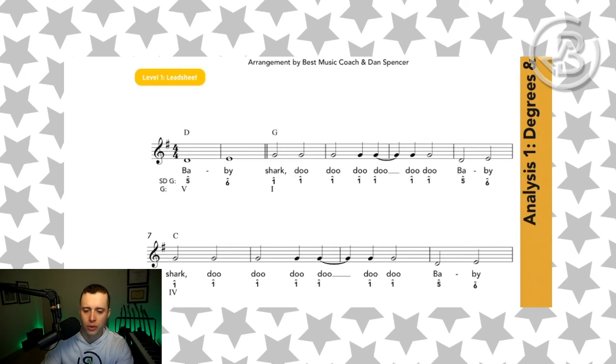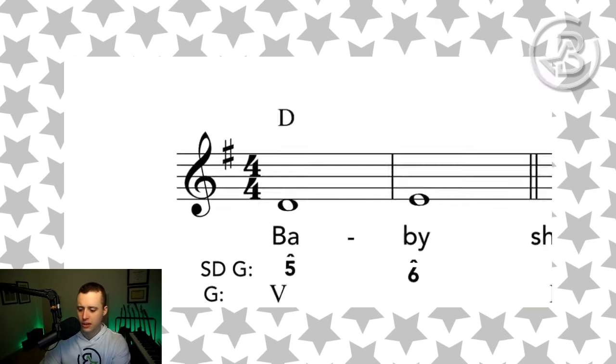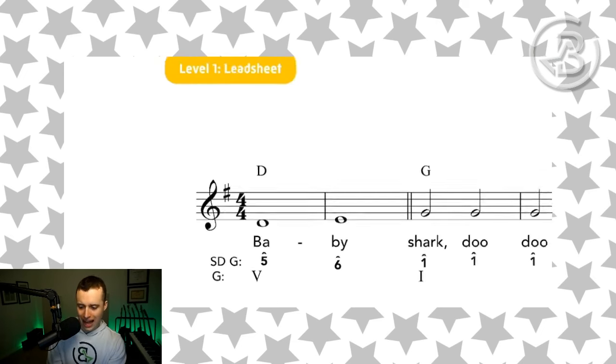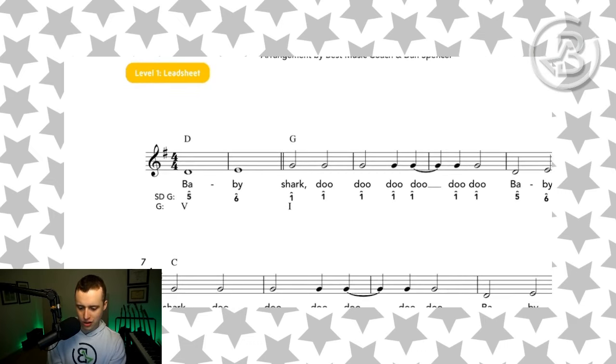So first of all, we need to determine the key. Now the key is G major, but let's understand why the key is G major. So we can see from our key signature that we have one sharp. So the two possible key signatures we have are going to be G major and E minor. Now, how do we know that it's G major instead of E minor?